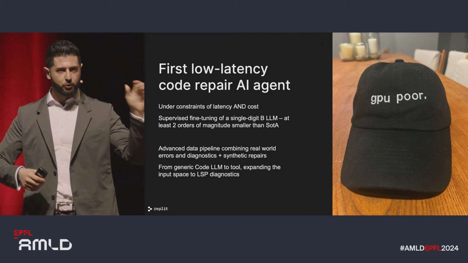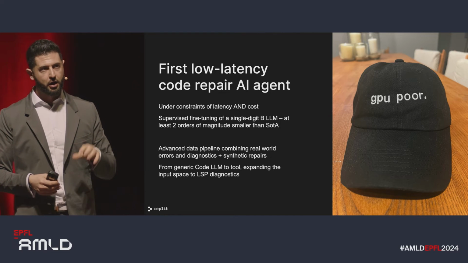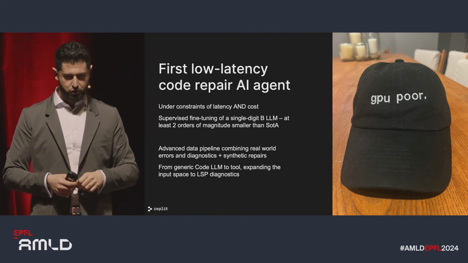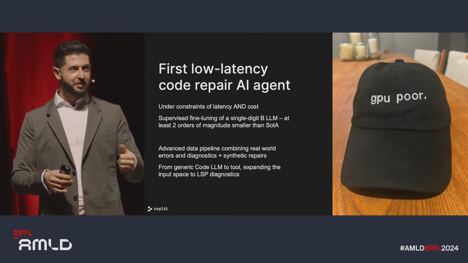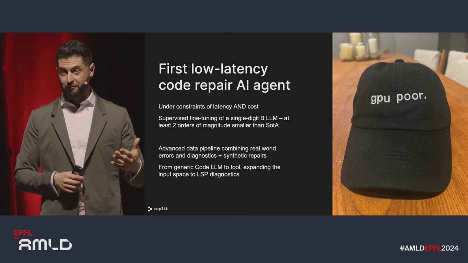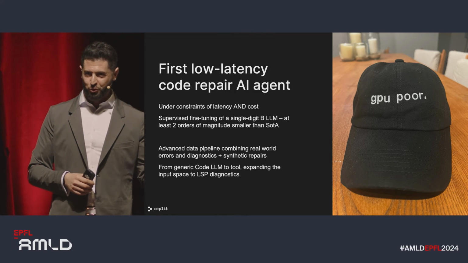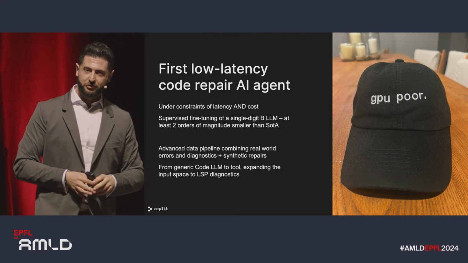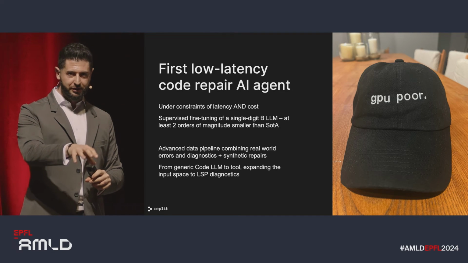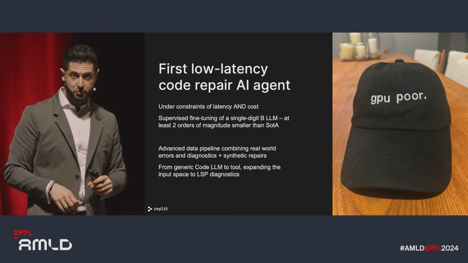So we did a supervised fine-tuning pipeline on a single-digit billion large language model, which is at least 2 orders of magnitude smaller than the model we saw in the previous video. There we're using GPT-4 Turbo. I don't know which rumor to believe, but it's likely above 1 trillion parameters. So the model that we're using in our agent is much smaller.